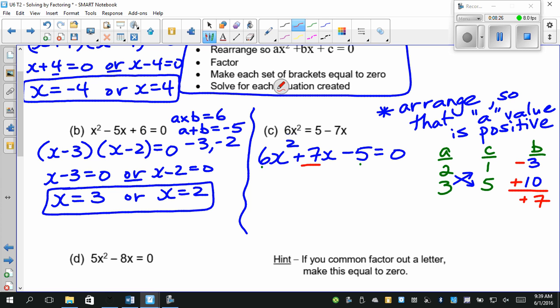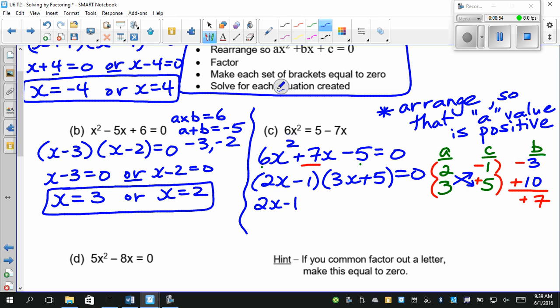So if this 3 is negative, that means this 1 has to be negative. And if this 10 is positive, then that 5 has to be positive. So remember, there are the two brackets for us. So in one bracket, we're going to get 2x minus 1. And in the other bracket, we're going to get 3x plus 5. And then once we get here, now we say that 2x minus 1 equals 0, or 3x plus 5 equals 0.